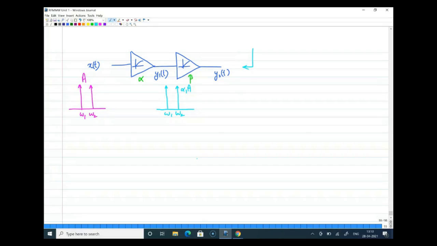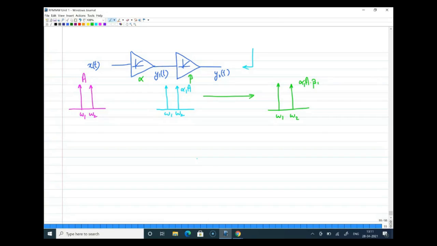Let me complete this. Alpha 1 A, which is at y1 of t, will directly produce a first order term at omega 1 and omega 2, which is equal to alpha 1 into A multiplied by beta 1. That is the first term we have written.